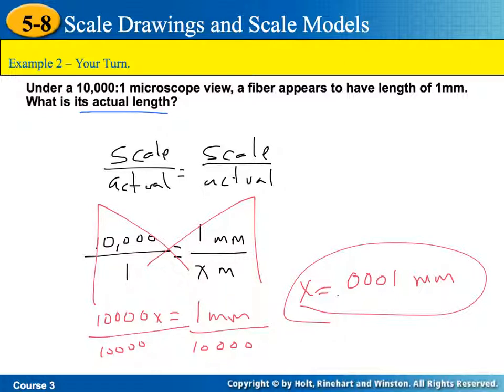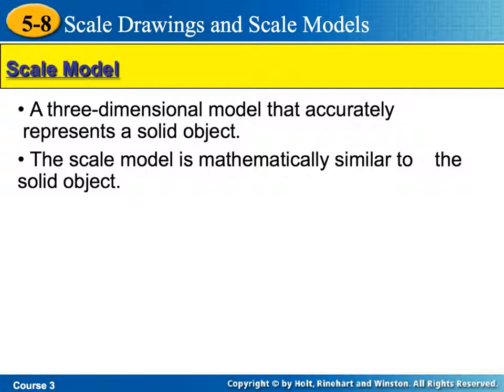All right? Next definition is scale model. Okay, so pause the video, write this down, and we will talk. All right, so it says a scale model is a three-dimensional model that accurately represents a solid object. If you look at model airplanes, model boats, model cars, okay, these can be scale models. They have a certain ratio. They are identical. Their sizes are different, but the actual shape is the same.